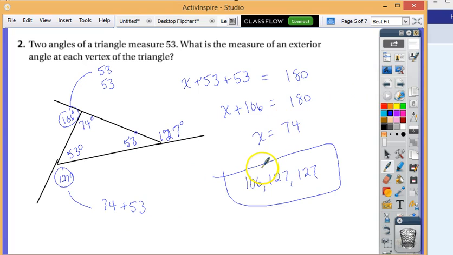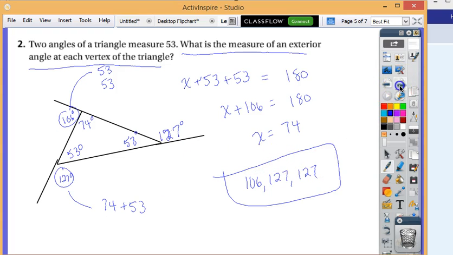Would you not include 74 in that, since you found the value of x? It says, what is the measure of an exterior angle at each vertex? So it didn't ask me for the 74, even though I still had to find the 74. So I'm not going to include it in my answer, but I definitely included it in my work.